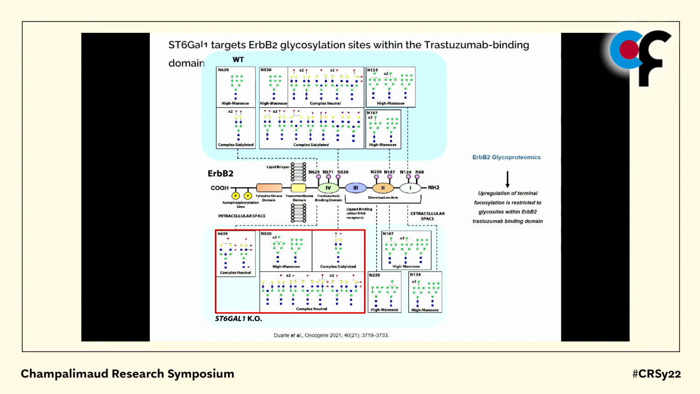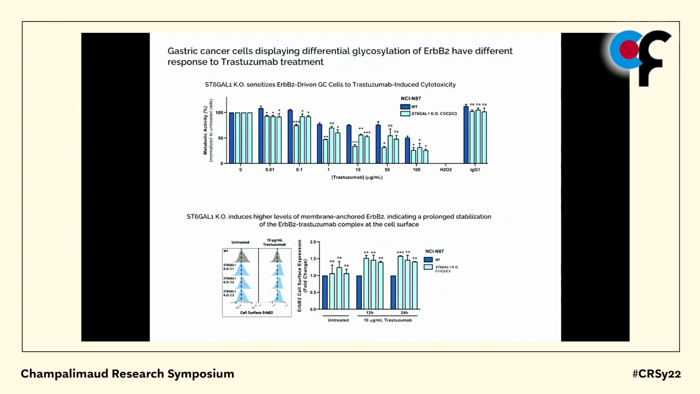And it was very interesting to find that many of these alterations were occurring in the trastuzumab binding domain, domain 4. So when we analyze the behavior of these clones compared with the control cells, we see a clear reduction. The knockout clones are more sensitive to the cytotoxicity induced by treatment with the trastuzumab antibody, and also induce a higher level of membrane-anchored ERB2, indicating a prolonged stabilization of the ERB2-trastuzumab complex in the membrane of the cell.